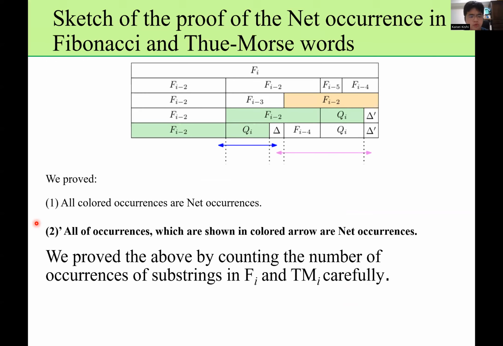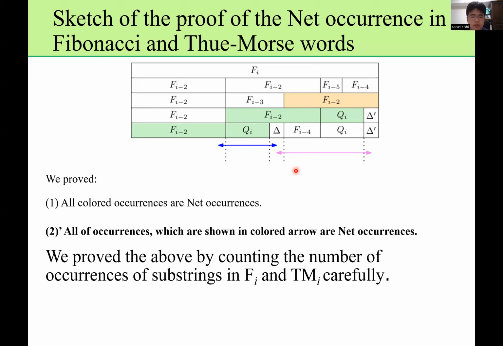So next we'll briefly explain the proof of the net occurrences in Fibonacci and Thue-Morse. So we proved that these three strings are net occurrences, and the substrings shown by arrows are not net occurrences, and we proved this by carefully counting the number of occurrences of substrings.